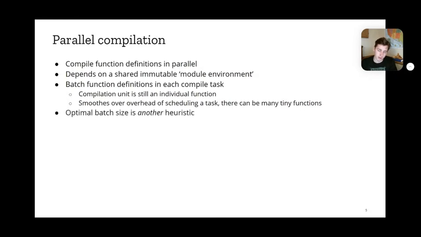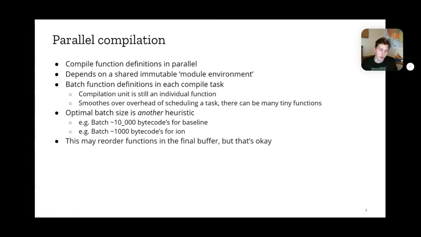And of course, the optimal batch size is another heuristic. There are quite a few of these. To give a rough example, we'll batch about 10,000 bytecodes for baseline and around 1,000 for Ion. That reflects the difference in speed of these compilers. A little trivia item with parallel compilation: without it, the source order of functions will match the order in memory. But with parallel compilation, that's no longer the case. The code does have to handle that, but it's not much. It's pretty easy.